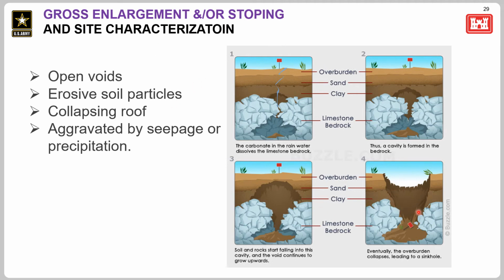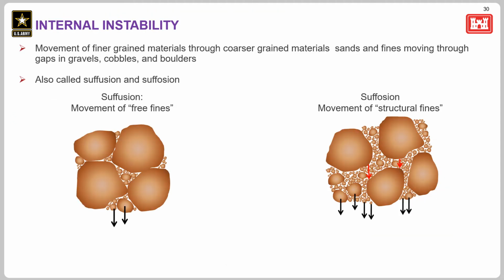So karst, obviously open void, but think creatively about whether other types of voids might exist in fractured rock or even in just very coarse material that has large pore spaces. Internal erosion can also occur when finer grain materials are removed through a coarser grain matrix. So that can be sands or silts moving through pore spaces in gravel, cobbles, or boulders. So the two terms that we use for this failure mode, the internal instability failure mode, are suffusion and suffosion.